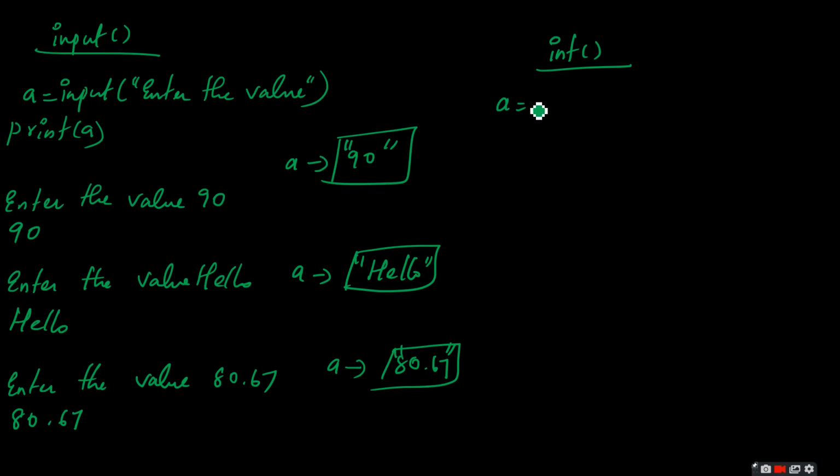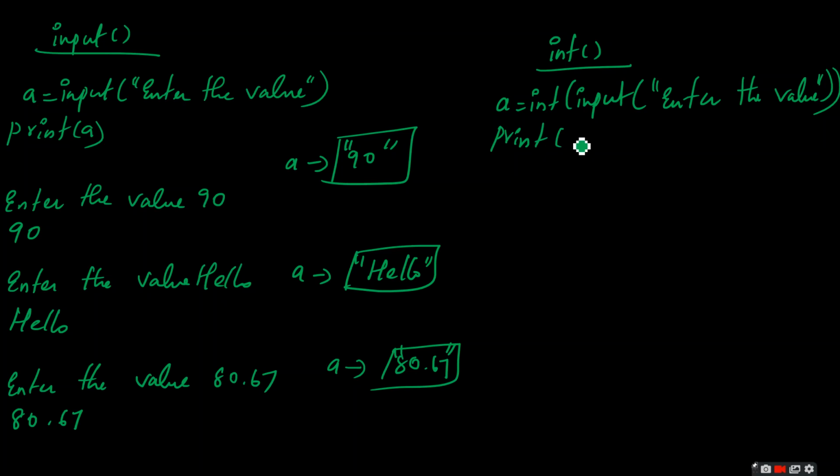So if you are writing like this, a equal to int input, enter the value, then print a. Now we are executing this code. So the output will be like this. Enter the value. We can input 10. Now print a, will get the result 10. Now inside the memory, a will point to an integer number. So using int function, we can input integer number.